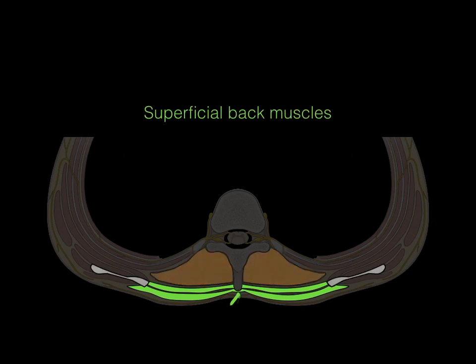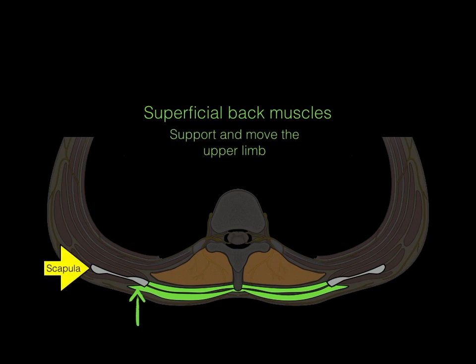So superficial back muscles arise from the axial skeleton. There's a vertebra. And then they're going to course and insert on the scapula, and in one case, the humerus. And so there's our scapula. And so superficial back muscles support and move the upper limb. That's their primary action. And they're innervated by ventral rami for the most part.